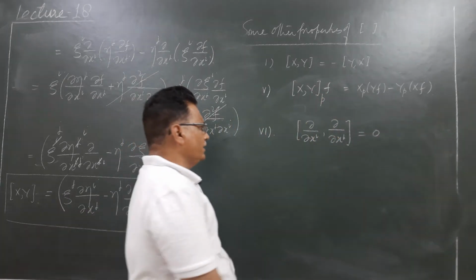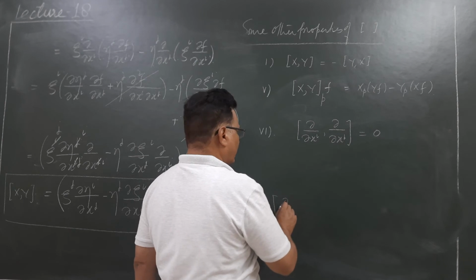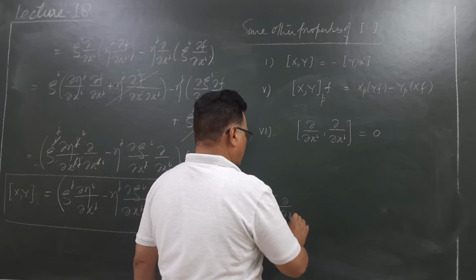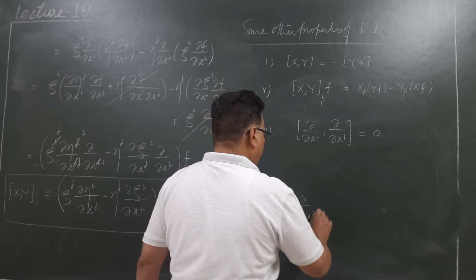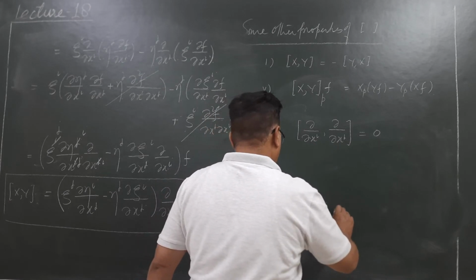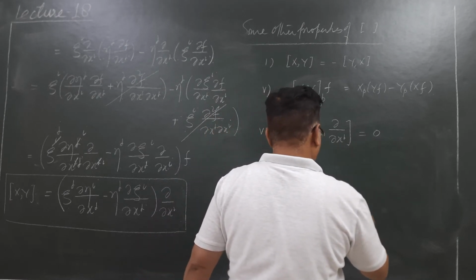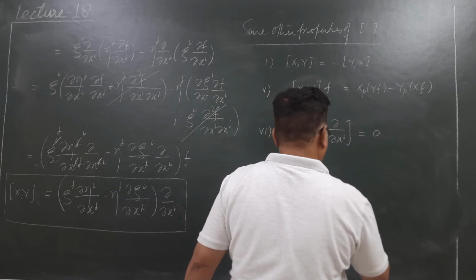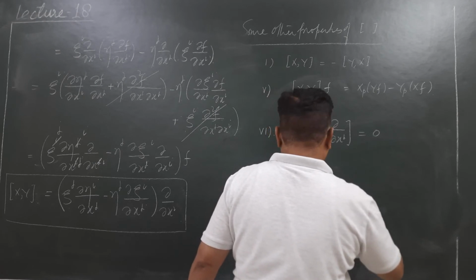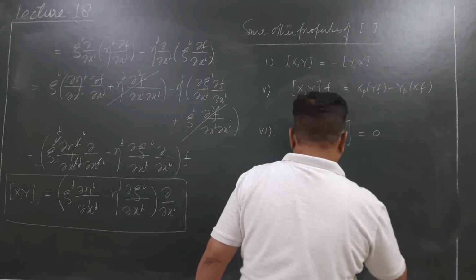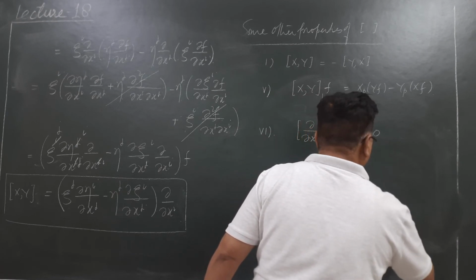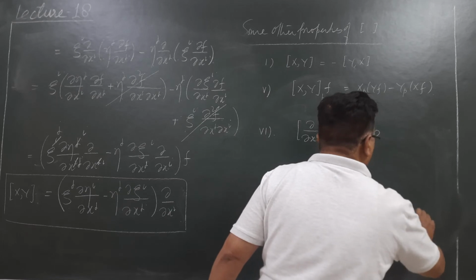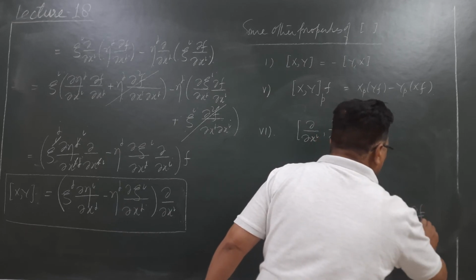And the simple reason is you just operate it on a function f. You will be getting del upon del x^i of del f upon del x^j, minus del upon del x^j operating on del f upon del x^i.